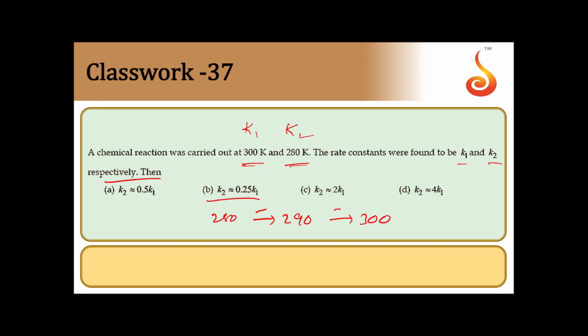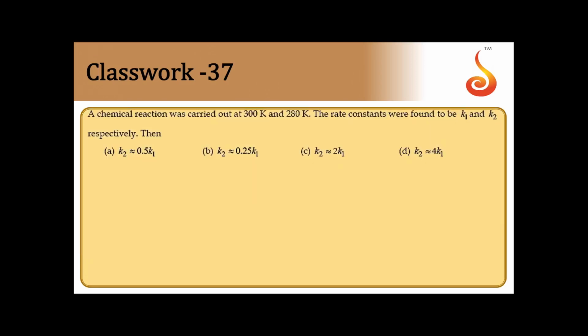So here K1 is given higher value than K2. K2 is at a lesser temperature. K1 is at a higher temperature. So answer comes to be option B then. B is the answer.